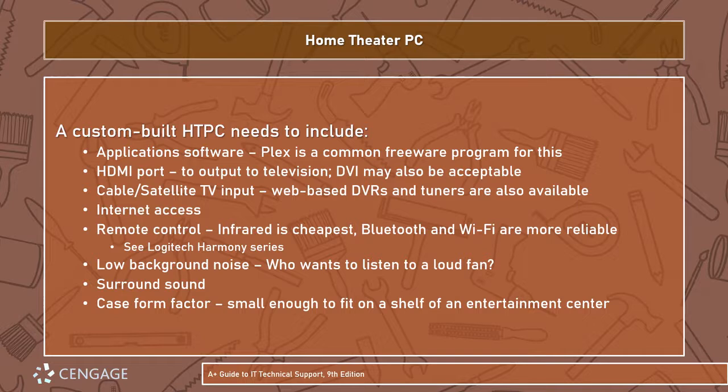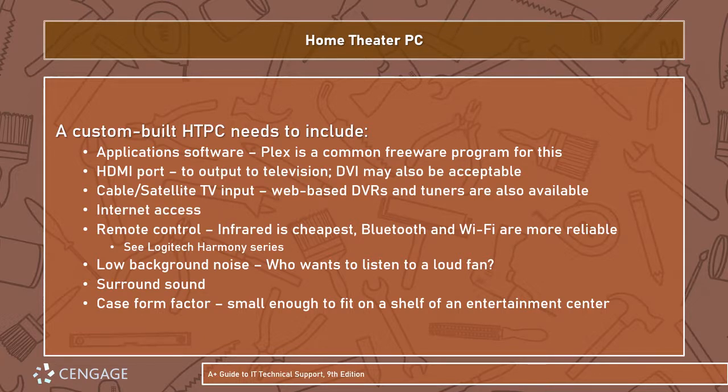Custom-built home theater PCs need to include application software. So I've seen Plex, Ombi, Jellyfin, Kodi, a couple of those. HDMI ports for a PC like this. DVI may also be acceptable. Remember, there are also converters.